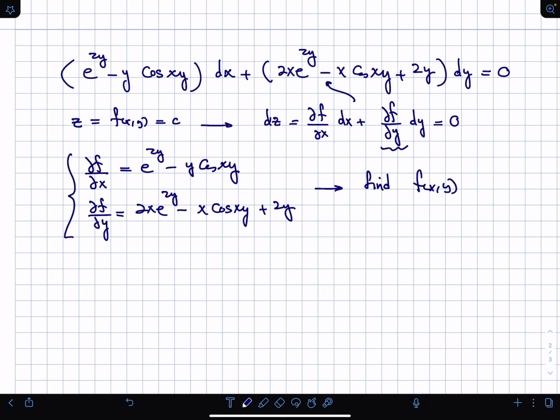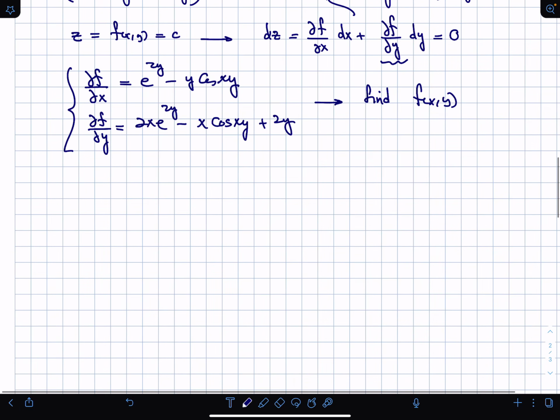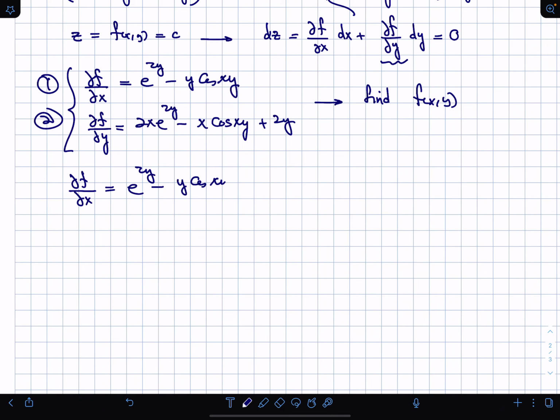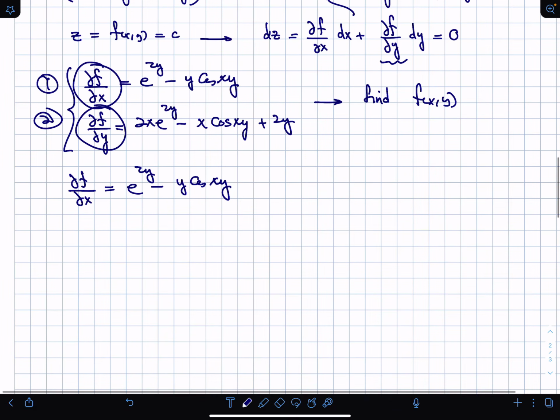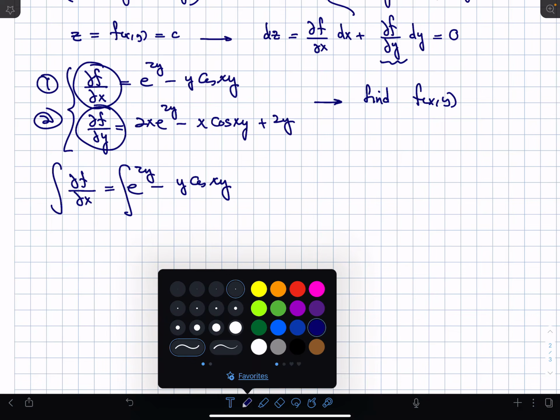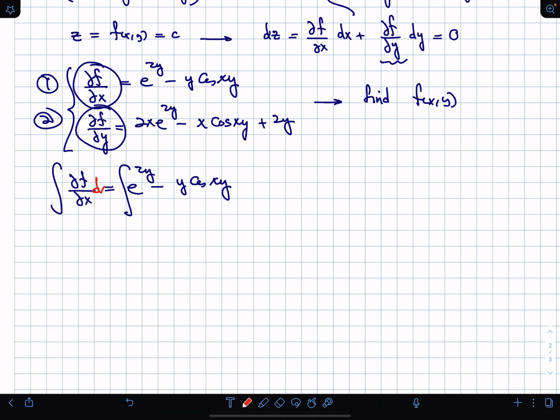Okay, so let's start with the partial of f with respect to x and integrate both sides. So you have to start with one of these. So I'm going to start with the first one, it looks easier. So the partial of f with respect to x is equal to e to the 2y minus y cosine of xy. Because again, you're going to have to find that f of xy from one of these. But there's no other way to do it. So I went with the easier one. Now let's integrate both sides, obviously with respect to dx.